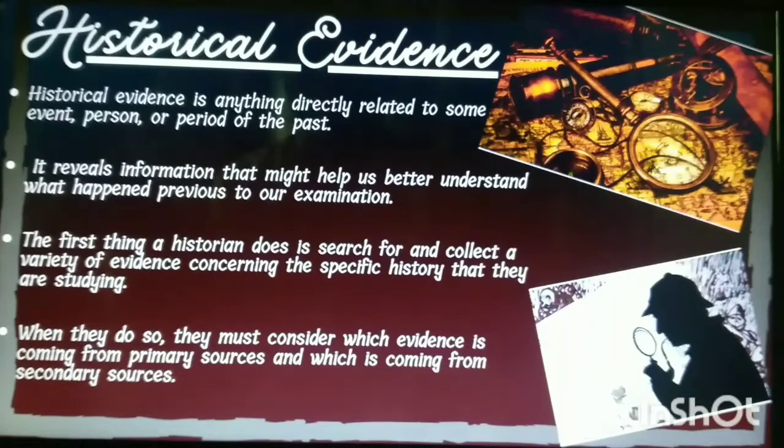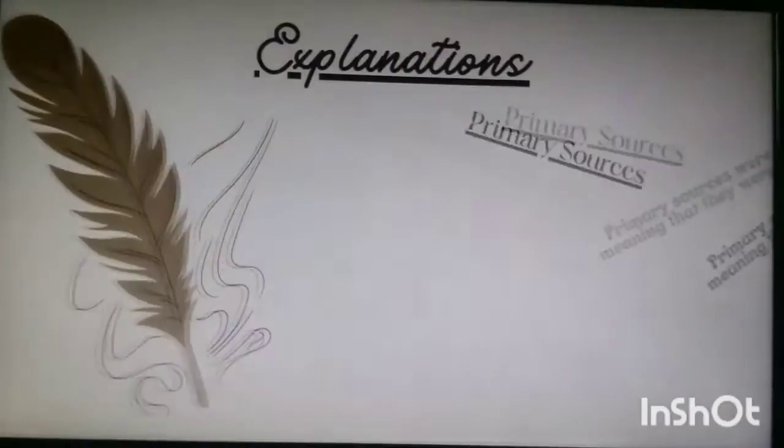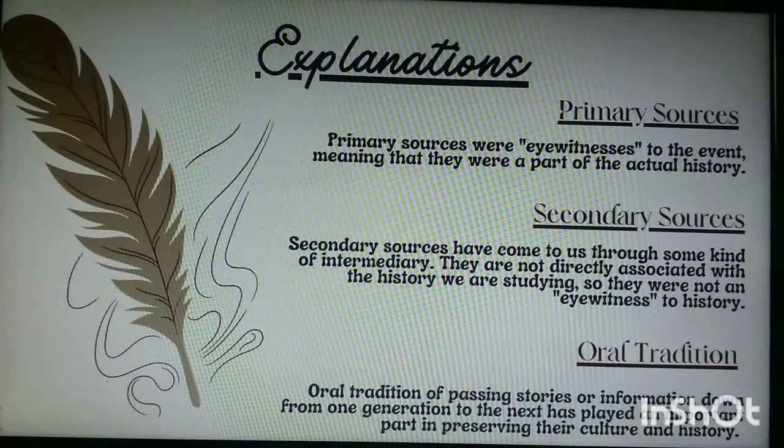When we talk about evidence, we get this evidence from two different types of sources, namely primary sources and secondary sources. Now let's see it in more depth. What is a primary source? Primary sources were eyewitnesses of the event, meaning that they were a part of the actual history. These sources were present during the time the event occurred.